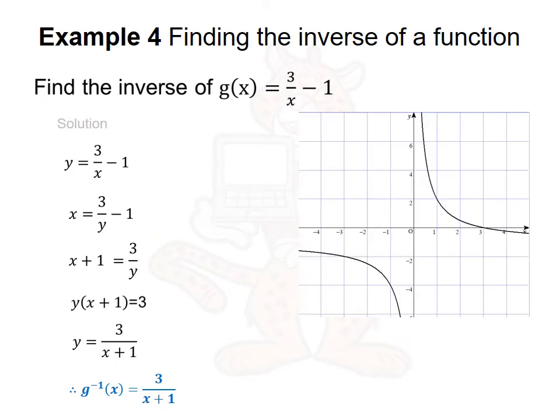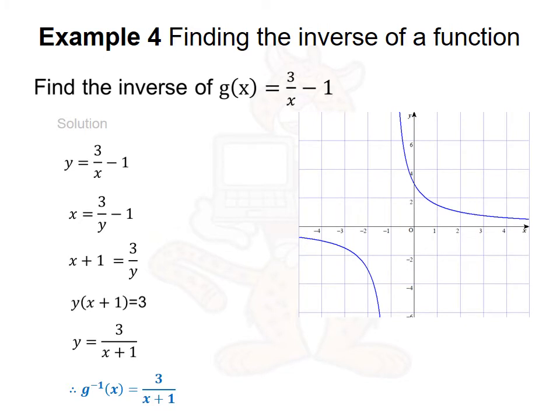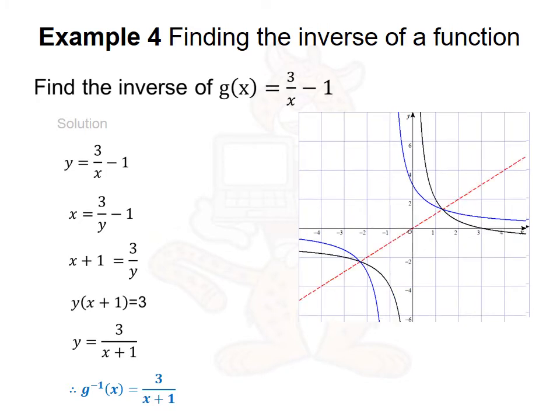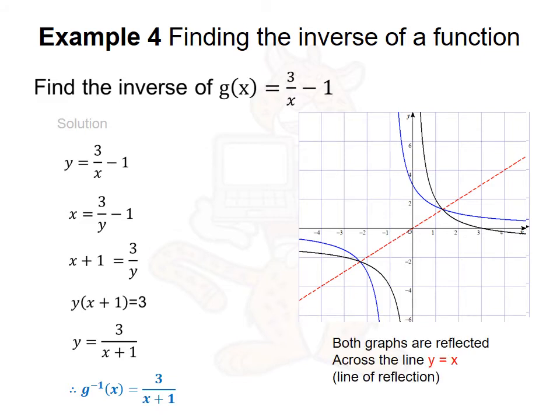And once again, here we have the graph of g of x, that is the function 3 over x minus 1, the original function. Here we also have the graph of the inverse, that is 3 over x plus 1. Together in the same graph, we have both of them. And if you analyze what is done, both graphs are reflected across the line y equals x. Remember that y equals x is the line of reflection.